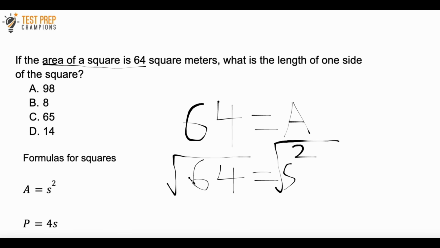So what we want to do here is take the square root of both sides. So the square root of S squared is just S, and the square root of 64 is 8. So the correct answer here is D, 8.